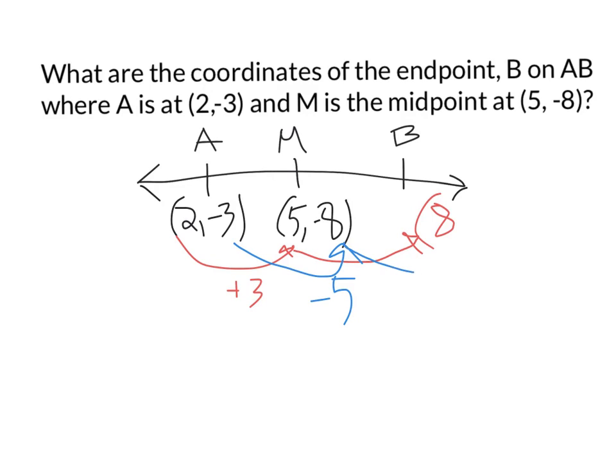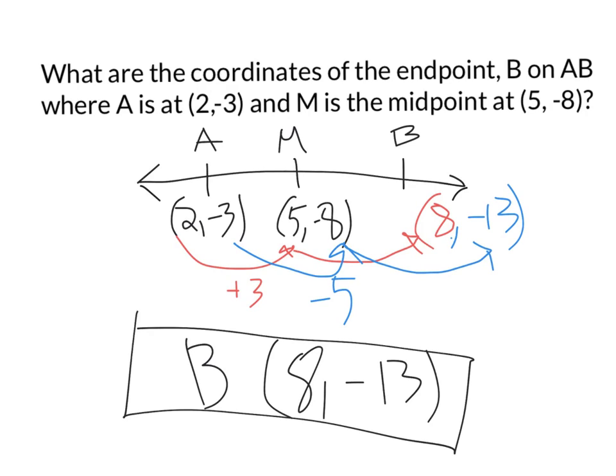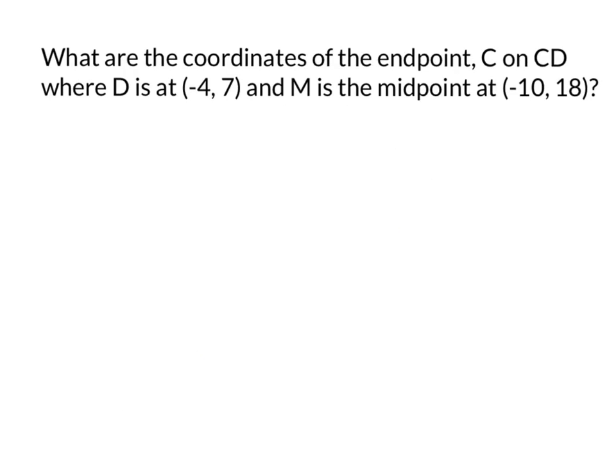So I'm gonna do -8 minus 5, and I'll get -13. And that is going to be my answer for point B. Point B is just at 8, -13. And that's it. Alright, so let's do another example, but you're missing the first point. So what are the coordinates of endpoint C on CD, where D is at -4, 7, and M is the midpoint at -10, 18? Once again, let's draw a picture.